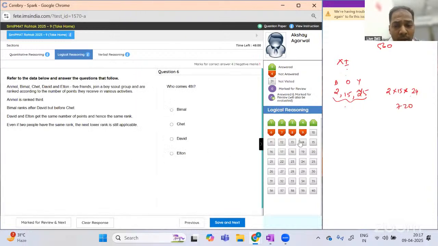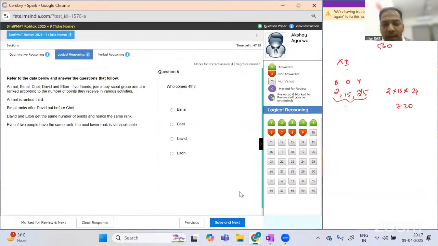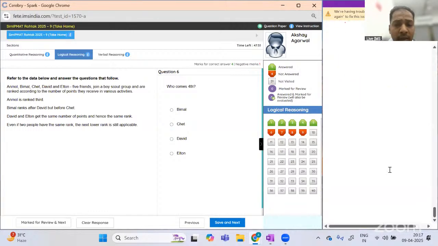A, B, C, D, E, okay. There are two questions related to this clues. I think I'll use this and answer this. I will keep 15 minutes for verbal, so I need to speed up accordingly.